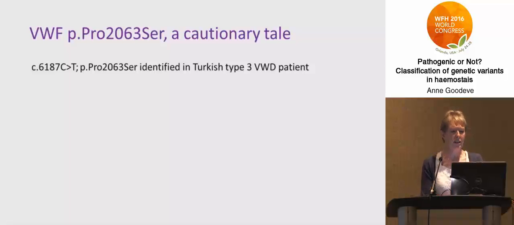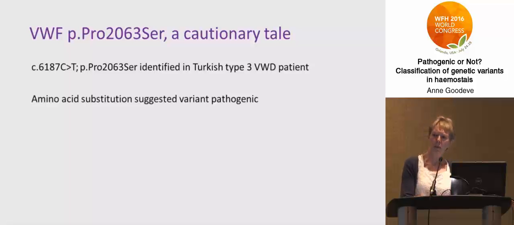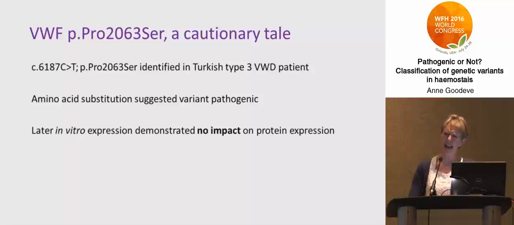This one's a little bit of a cautionary tale, where a variant that looks like it may well be pathogenic isn't. And this is all our fault in Sheffield. Many years ago, in the 1990s, we analysed a cohort of Turkish patients, and this particular individual had type 3 von Willebrand disease, and we found a homozygous variant at 6187C to T, predicted to result in a proline to serine substitution. At the time, there weren't many tools available for analysing amino acid substitutions, and we thought, proline to serine, yeah, that'll be pathogenic.